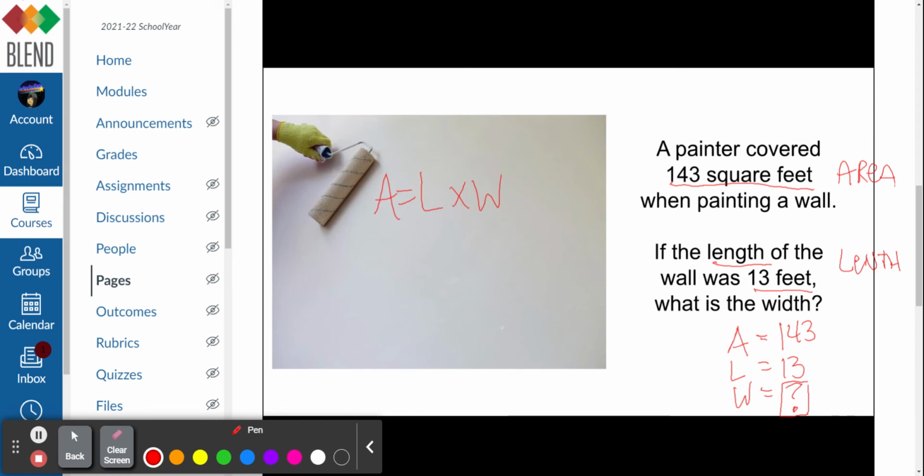Go to area of a rectangle on your STAAR reference guide. And there it is: area equals length times width. So you will have this on your big test, so you can use it. So area equals length times width. Let's fill in the parts we know. 143 is equal to 13 times something we don't know.